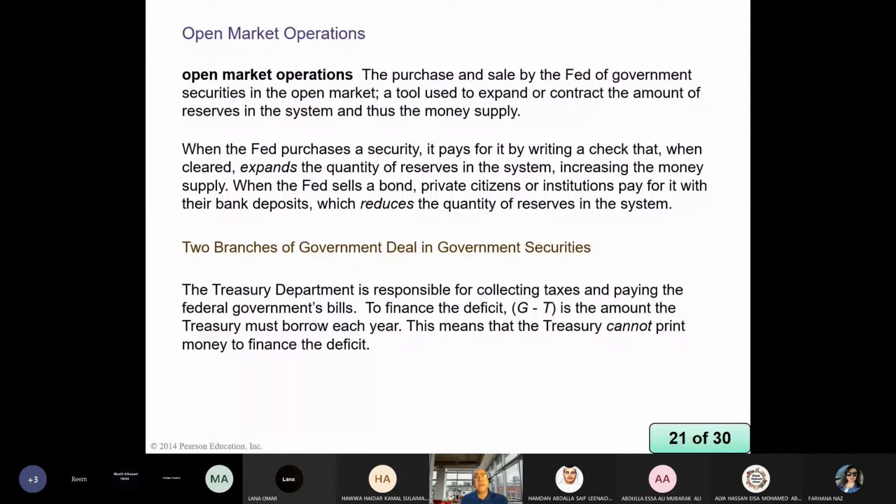But if the central bank purchases national bonds, I will take national bonds from Farhane and I will give her money. When I say I give her money, it becomes part of the money supply in the market. The money supply will increase.